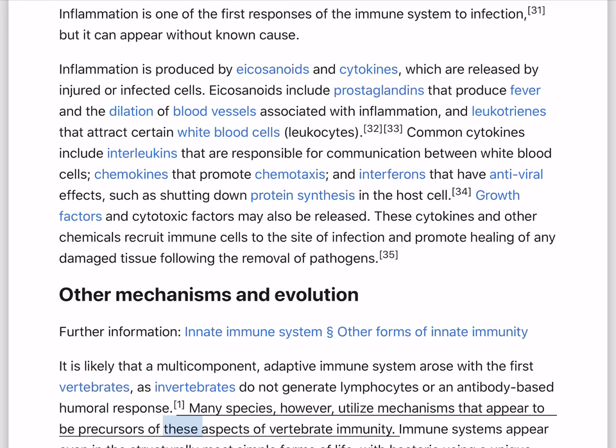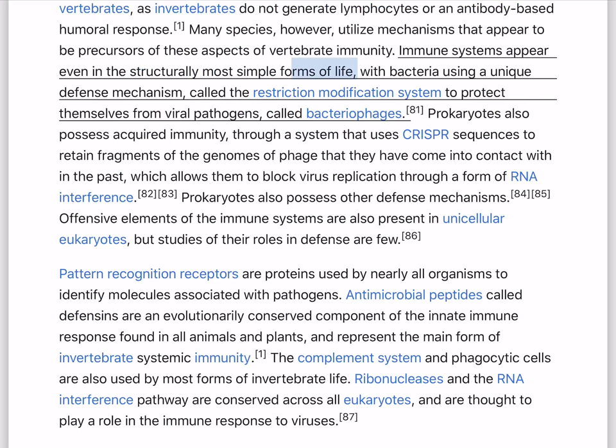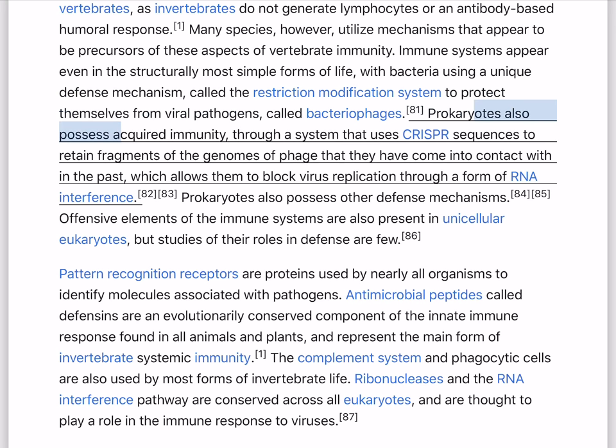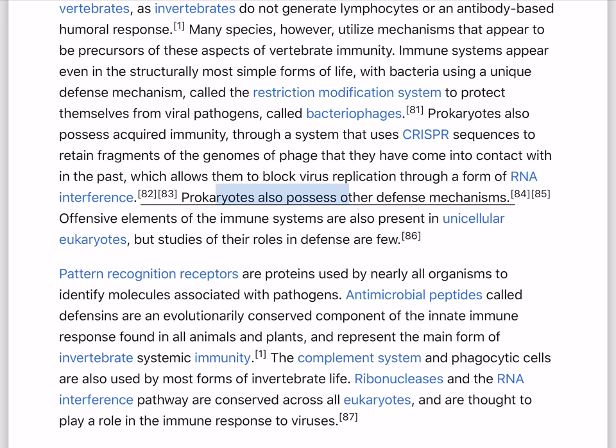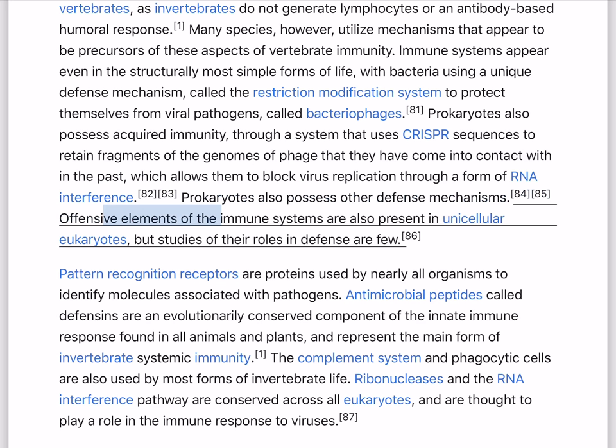Immune systems appear even in the structurally most simple forms of life, with bacteria using a unique defense mechanism, called the restriction modification system, to protect themselves from viral pathogens, called bacteriophages. Prokaryotes also possess acquired immunity, through a system that uses CRISPR sequences to retain fragments of the genomes of phage that they have come into contact with in the past, which allows them to block virus replication through a form of RNA interference. Prokaryotes also possess other defense mechanisms.